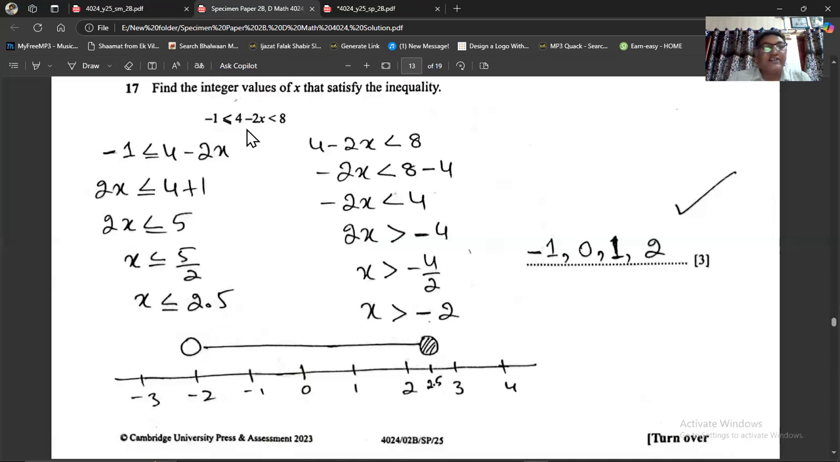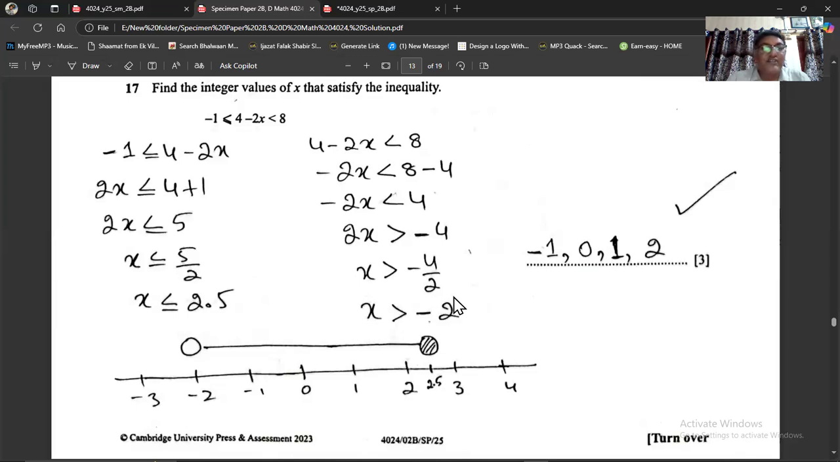Now I will take the other portion of the inequality: 4 minus 2x less than 8. Minus 2x less than 8 minus 4, minus 2x less than 4, so 2x greater than minus 4. You see, I multiplied both sides by a negative number. That's why the crocodile's mouth has changed. The sign of the inequality has changed because I multiplied both sides by a negative number. So x will be greater than minus 4 by 2, x greater than minus 2.